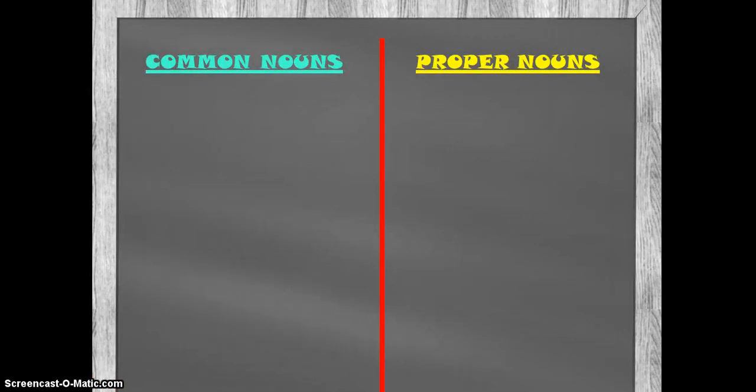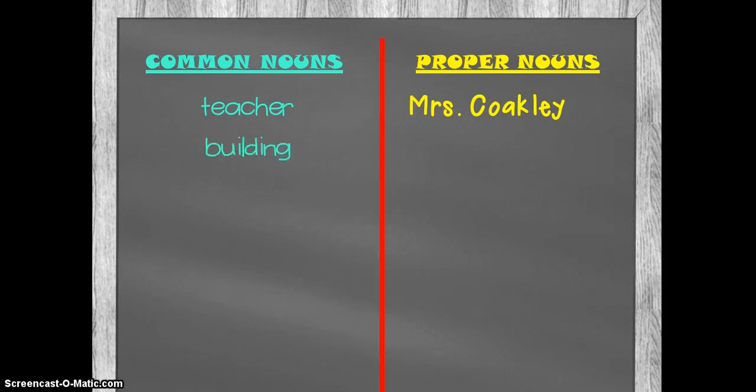So let's look at some common nouns and then look at the proper counterpart to them. Teacher, common noun, teacher. The proper for that would be Mrs. Coakley. Not just any teacher, but Mrs. Coakley. Building. There are so many buildings around. Which building am I talking about? Is it any building? That'll be a common noun. Proper, I'm giving the particular building. St. Matthew's Church. That's the building I want you to go to, not any building.